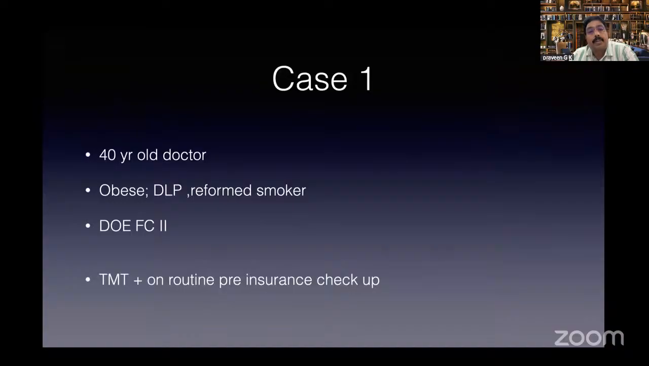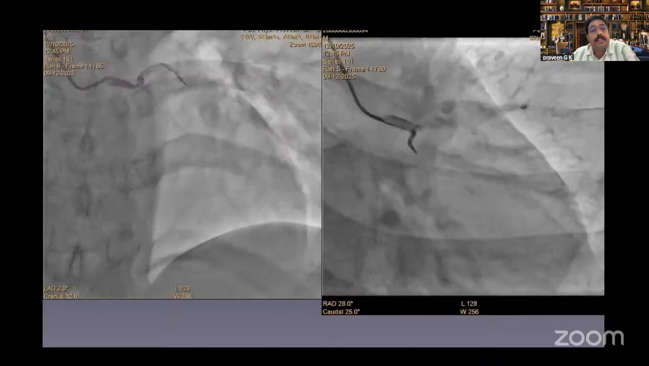So now moving to the third case, a 40-year-old doctor, an obese guy with dyslipidemia. He's a reformed smoker. He stopped about 3 or 4 years back. Now he had a history of dyspnea on exertion, which he attributed to his overweight. So he was found to have a TMT positivity on a routine pre-insurance checkup. And after that, he was advised CAG.